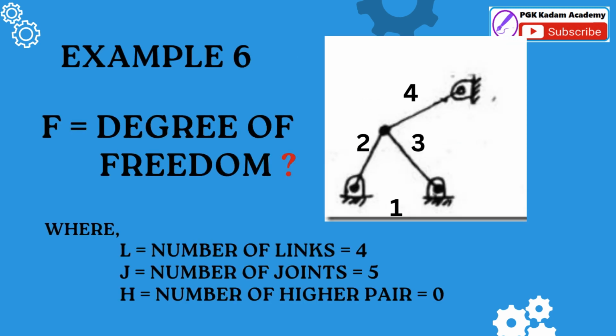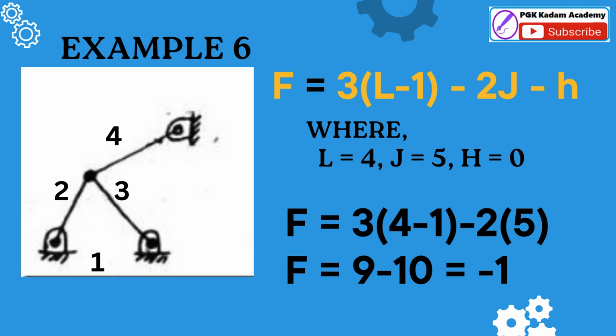Example 6, shown in the figure, determination of degrees of freedom of this planar mechanism. Degree of freedom F equal to 3 times (L minus 1) minus 2 times J minus H. Here shown in the figure by observation of the mechanism, L equal to number of links in the mechanism is 4, J equal to number of lower pairs in the mechanism is 5.